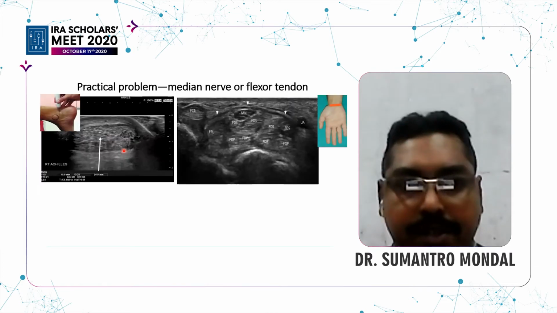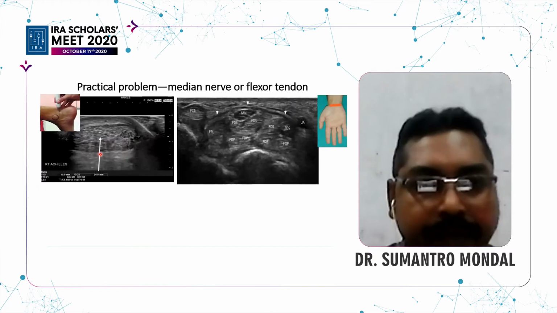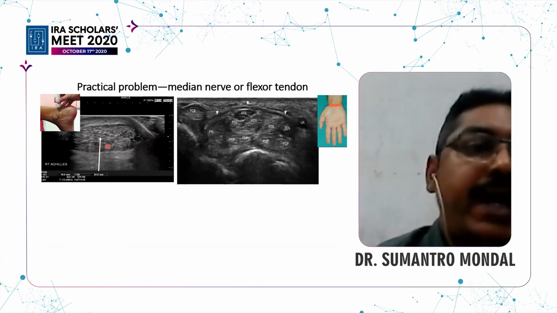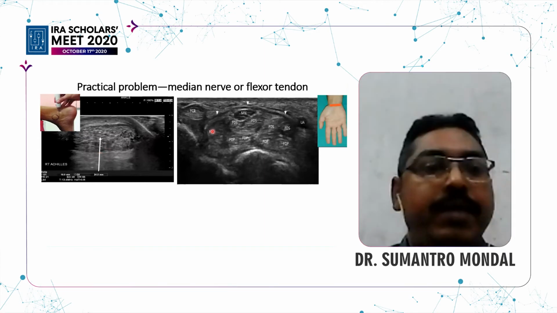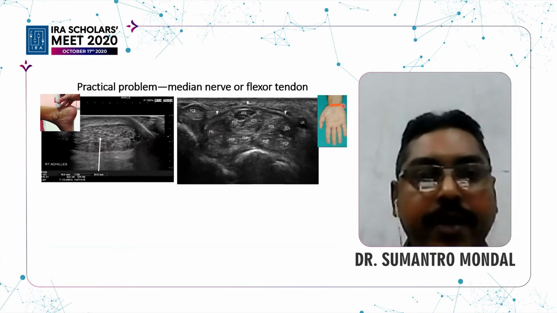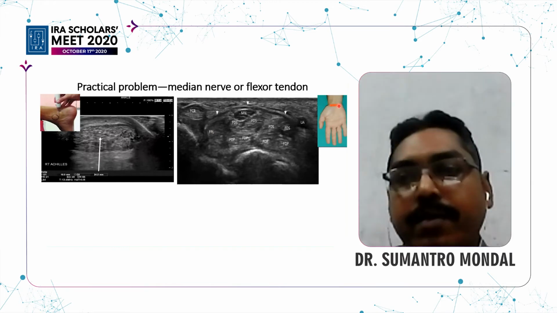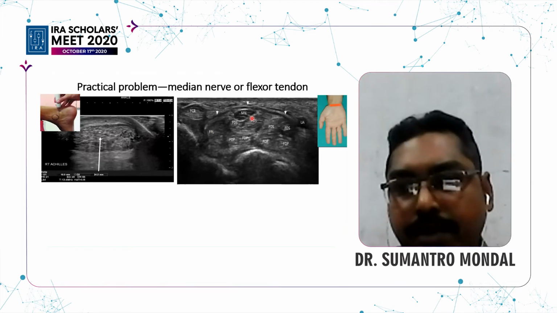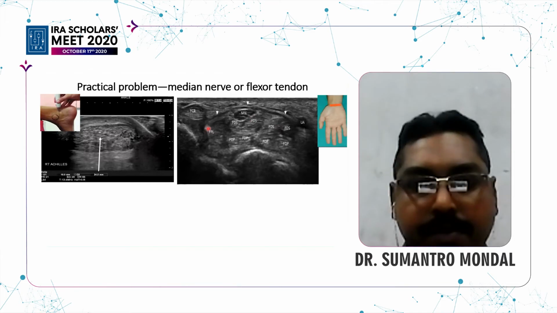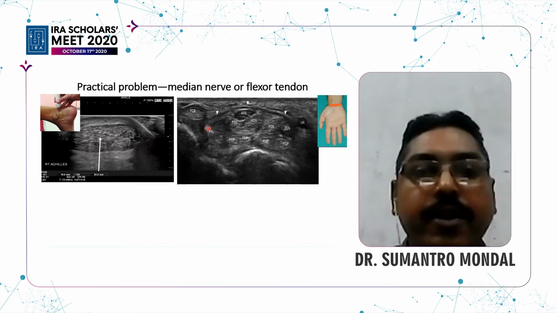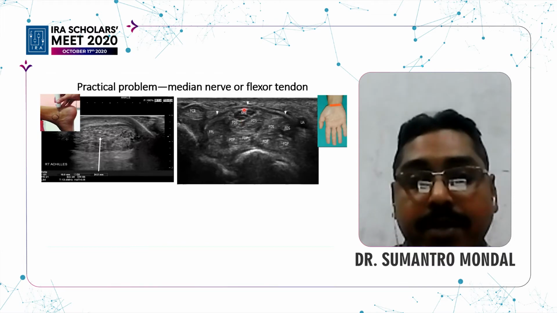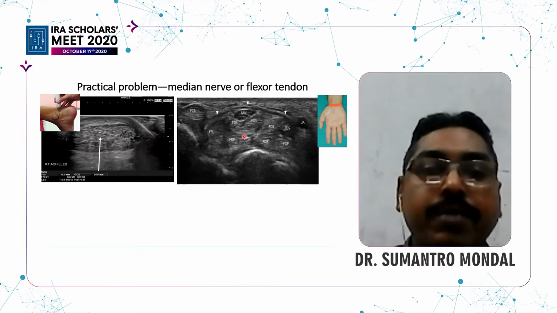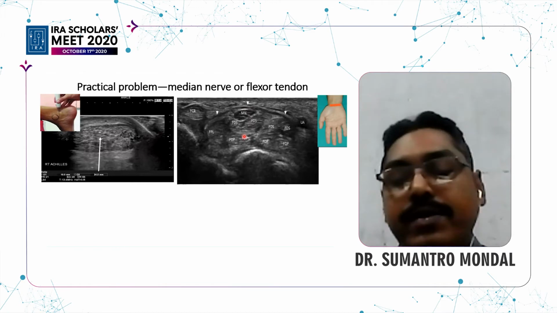But there is a practical problem. In the case of the heel, there is no doubt that it is a tendon. But when you are scanning the ventral aspect of the wrist in a transverse view, the median nerve is surrounded by almost 9 tendons. And in some cases there may be difficulty in finding out what is actually the median nerve and what are actually the tendons. So there are some tips.